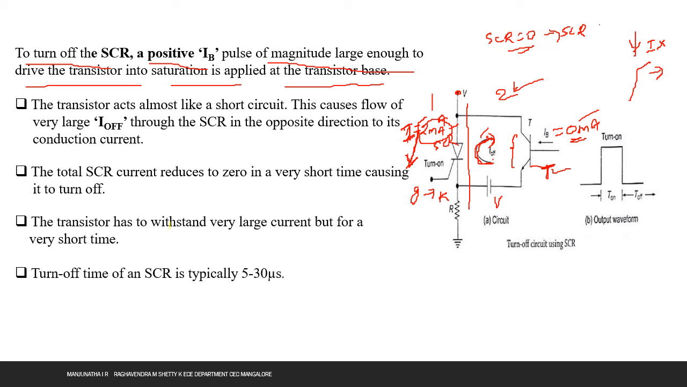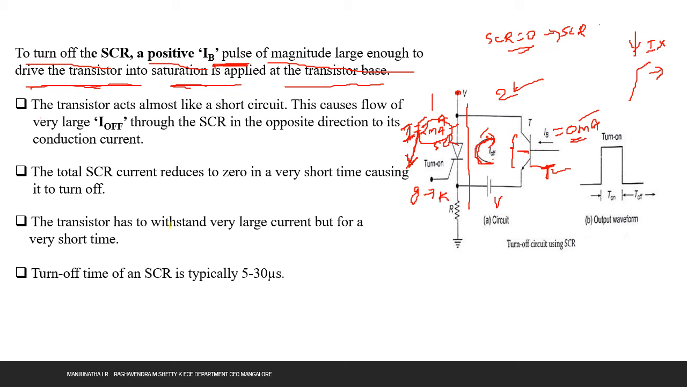So IB should be what? In the first statement, an IB pulse of magnitude large enough to drive the transistor into saturation. This transistor should be in saturation mode, so we should have a large enough IB current. That is very important to understand. This IB is not 0 milliamps, it should be other than 0 milliamps.